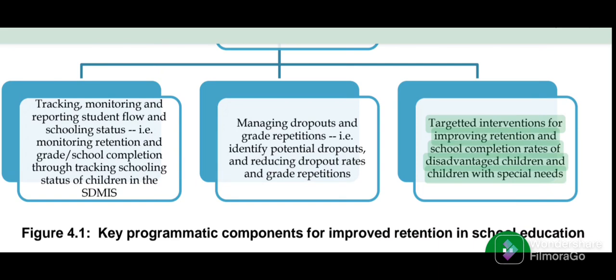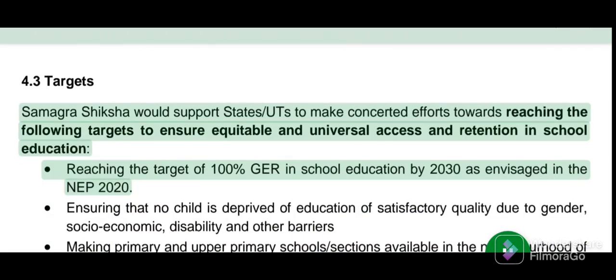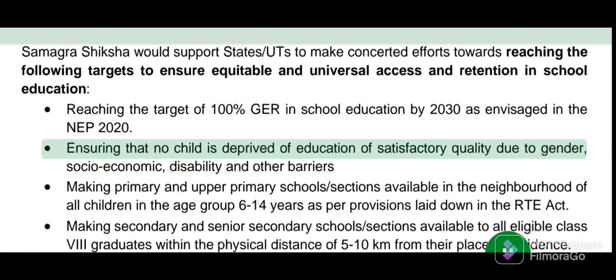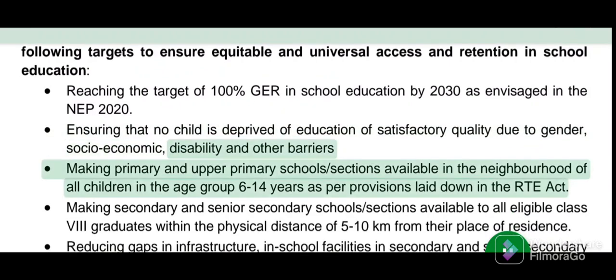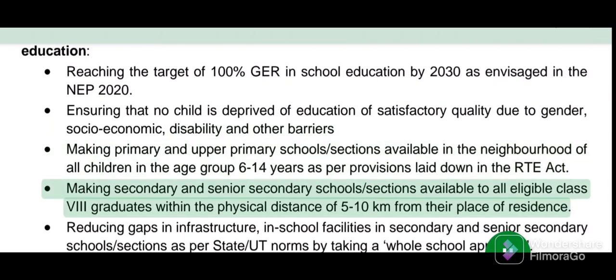4.3 Targets. Samagra Shiksha would support states (UTs) to make concerted efforts towards reaching the following targets to ensure equitable and universal access and retention in school education. Reaching the target of 100% girl in school education by 2030 as envisaged in the NEP 2020. Ensuring that no child is deprived of education of satisfactory quality due to gender, socio-economic, disability and other barriers, making primary and upper primary schools, sections available in the neighborhood of all children in the age group 6 to 14 years as per provisions laid down in the RTE Act.